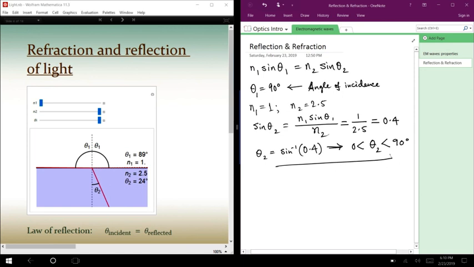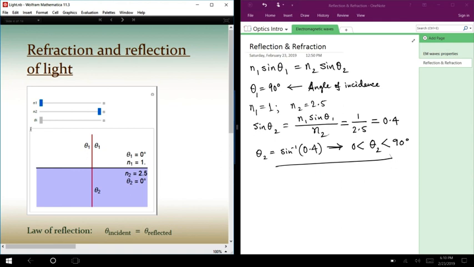Okay, so now I want to study slightly different situations. I'm going to go back to the initial angle theta 1 equals 0, theta 2 equals 0 case, and I want to switch the values of the refractive indices. So I want to make n2 be the rarer medium, so n2 equals 1, and n1 equals 2.5. As expected, if theta 1 is 0 degrees, theta 2 remains 0 degrees, okay?